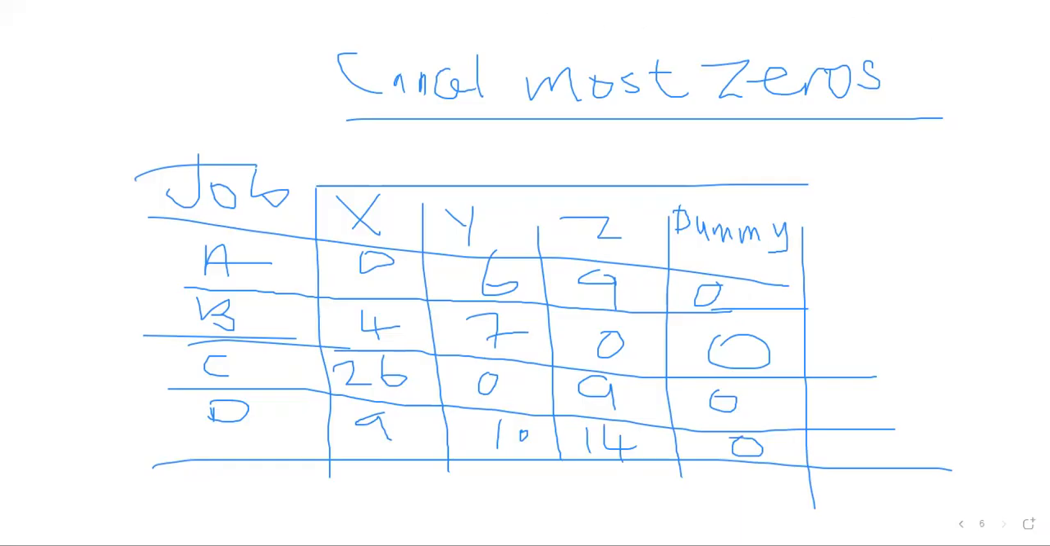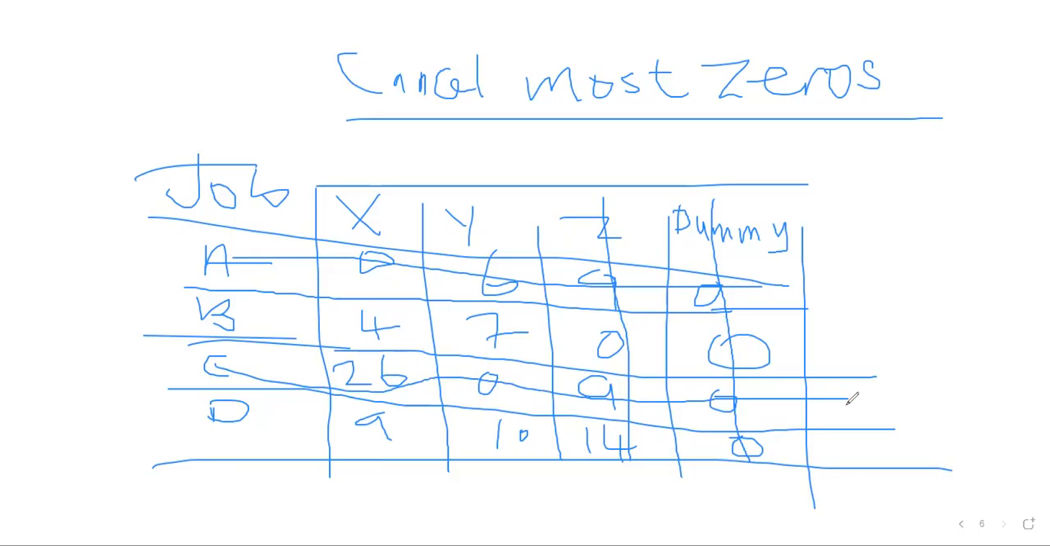We are going to cancel most zeros, so you have 1, then 2, 3, 4. So meaning the solution is already optimal here. Since we have cancelled 4 times, the solution is already optimal.